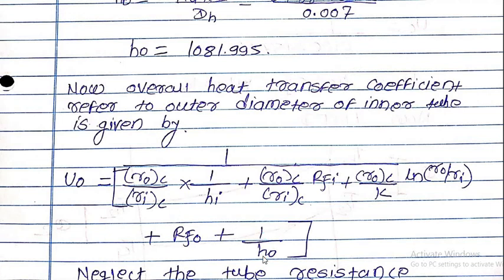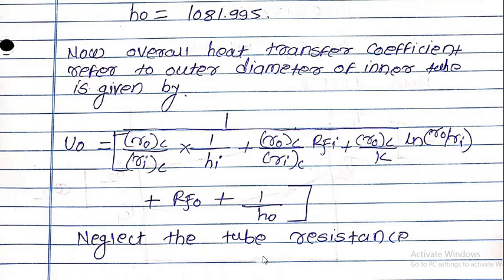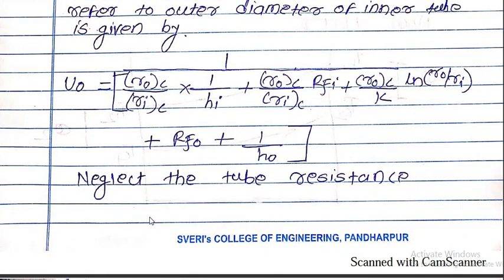So H0 is nothing but the heat transfer coefficient for the oil or for the outer surface. Here in the problem itself it is mentioned to neglect the tube resistance. So neglect the tube resistance. From this particular equation, this is the tube resistance, that is nothing but R0C divided by K multiplied by ln of R0 divided by Ri, okay. So this is the tube resistance. We have to neglect this from the equation.